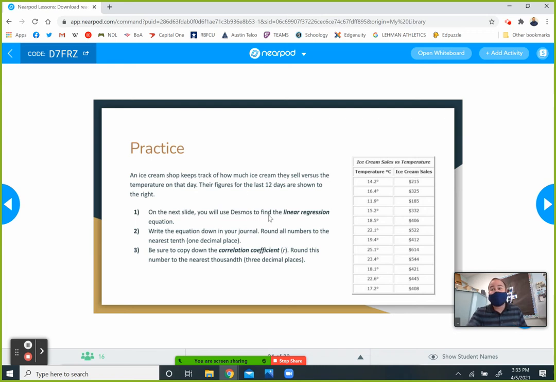Okay. On the next slide, you're going to put in the data just like last time, but I'm not going to do it for you this time. I'm not going to do it with you guys. Put it in yourself, look at the linear, and write down what the equation would be. Okay. Write down the equation to 1 decimal place, but 3 decimal places for the R value. Okay. You guys got it?